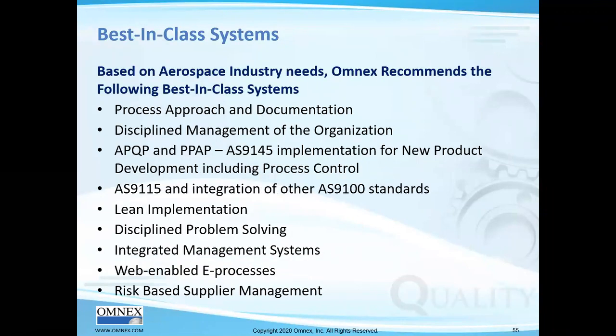Just based on aerospace industry needs, these are some of the recommendations that we have from Omnex to put in best in class process, approach, and documentation. Disciplined management and driving that commitment from the top down. AS9145 for new product development, including the process controls. AS9115 for those that have deliverable software as part of their products. Lean implementation, problem solving, e-processes, and then risk-based supplier management. So these are just some of the systems that we also have.